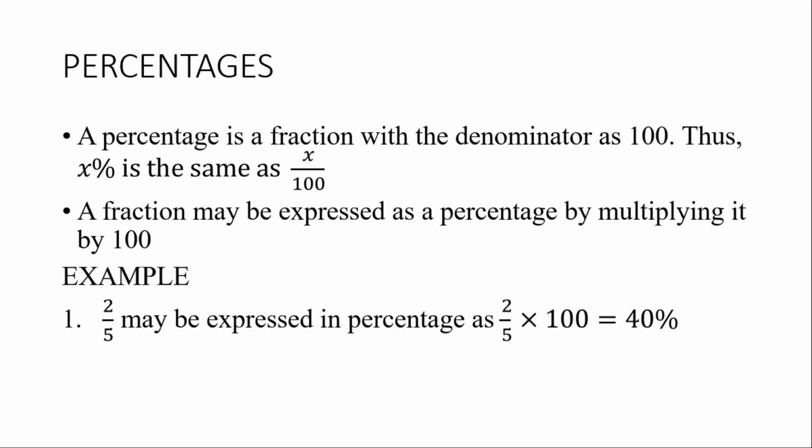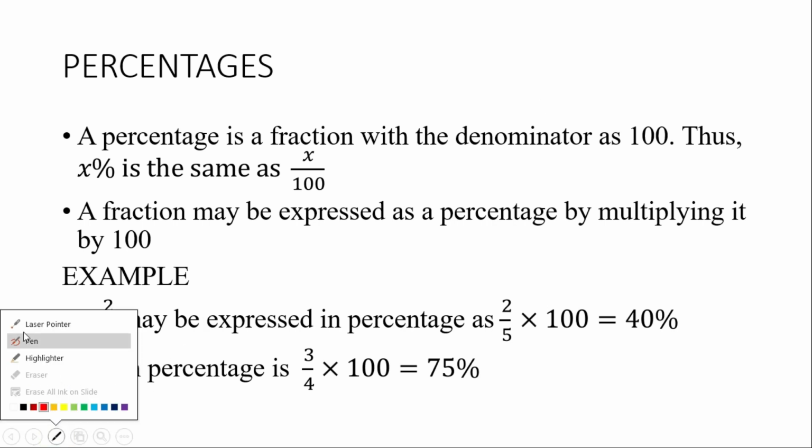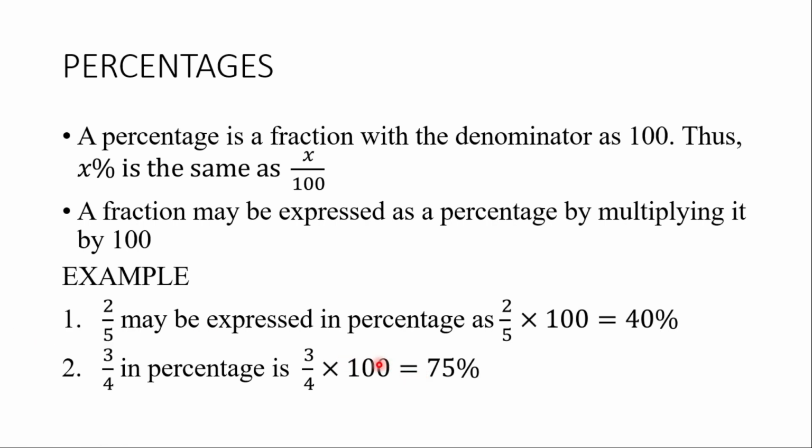So let's take an example. If I want to change 2 on 5 to a percentage, I just multiply it by 100. So 2 on 5 multiplied by 100 is going to give me 40%. Let's take example 2. If I have 3 on 4, in percentage it is 3 over 4 times 100, where we have a common factor of 4. 4 can go into itself 1 time, and 4 can go into 100 25 times. So 25 times 3 is going to give me 75%.